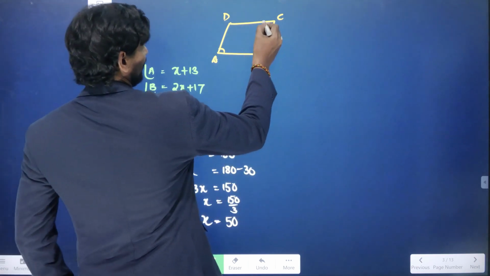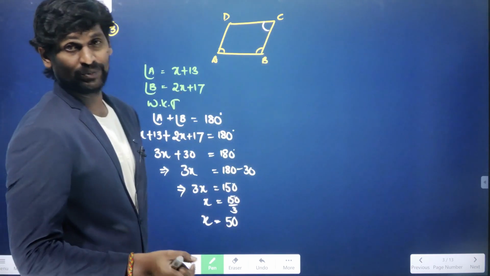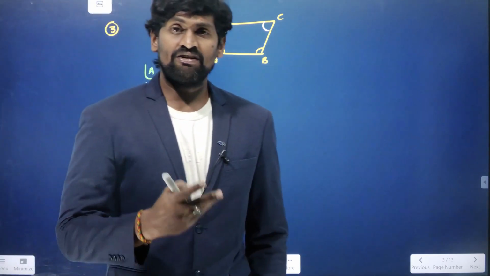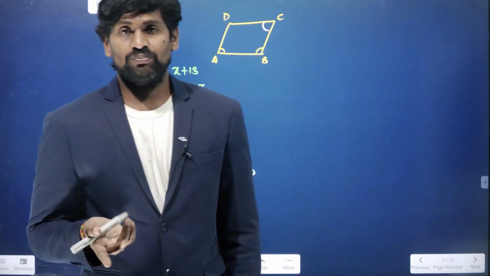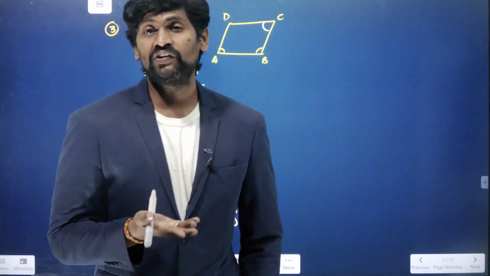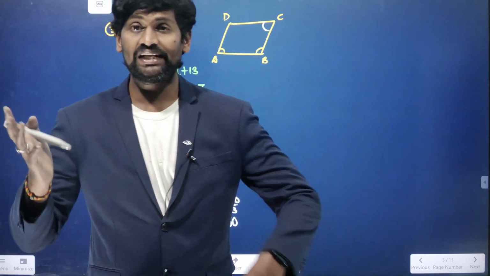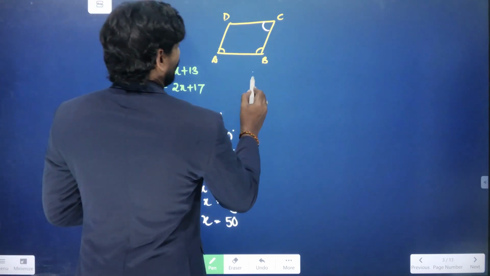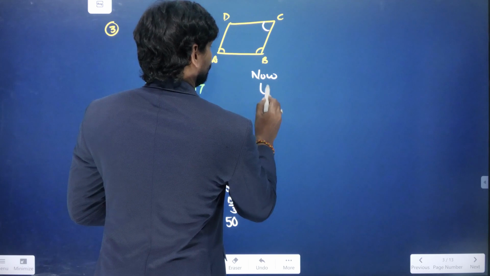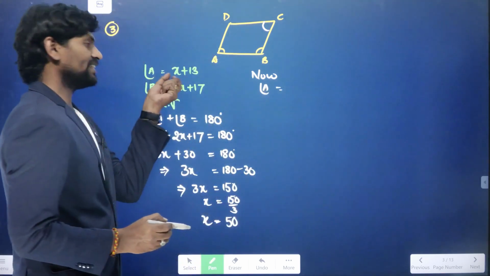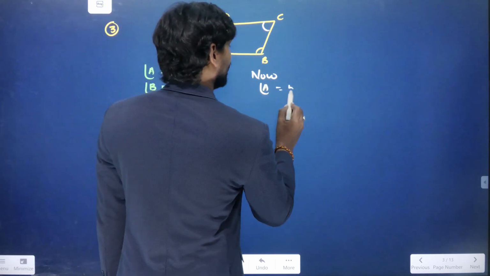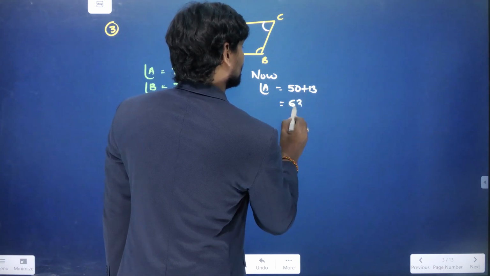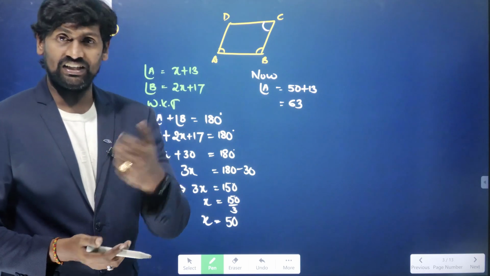We need to find angle C. Angle C is opposite to angle A. That means if you know angle A, we can find angle C also, because both angles are equal according to the property of a parallelogram. Opposite angles are equal in a parallelogram. So find angle A. Angle A means x plus 13, x value 50 plus 13. 50 plus 13 is nothing but 63. This is the measurement of angle A.